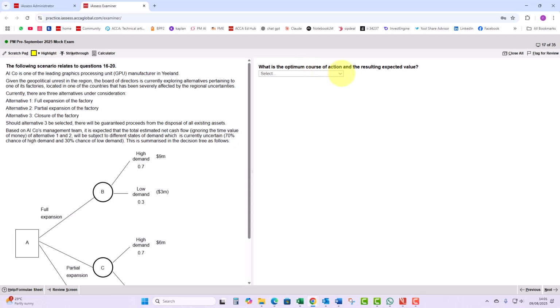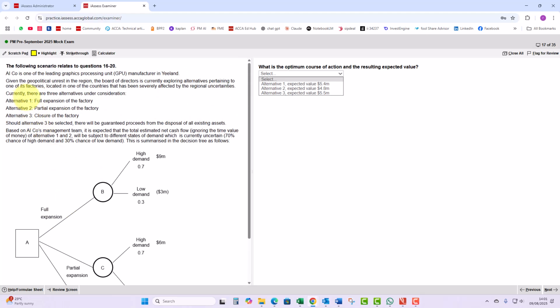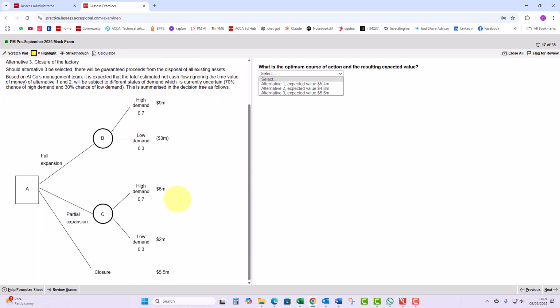What is the optimum course of action and the resulting expected value? So it's basically asking what choice we would choose. Is it 1, 2, 3, full expansion, partial, closure? I'd be very surprised if you got this in the exam, because if we look at what it's got here, it's given us the 2 calculations that we worked out in the prior question. On occasion, you do get a bit of information in one part of the question that helps with the other, but not normally as blatant as this, that it gives us the 2 calculations. But as it has, we're reassured that the calculation that we did in question 16 is correct.